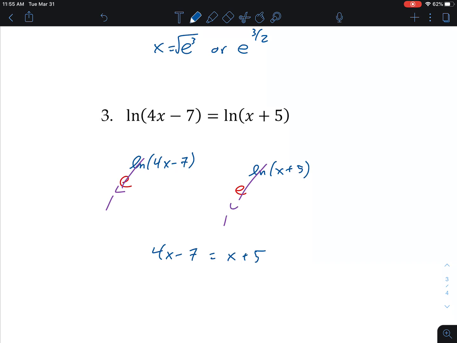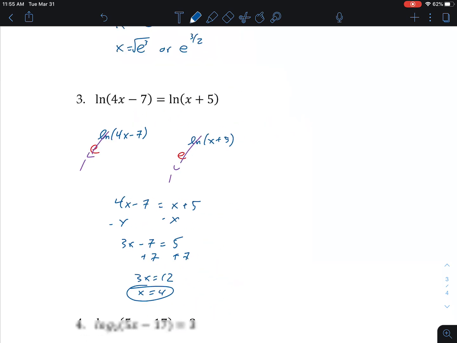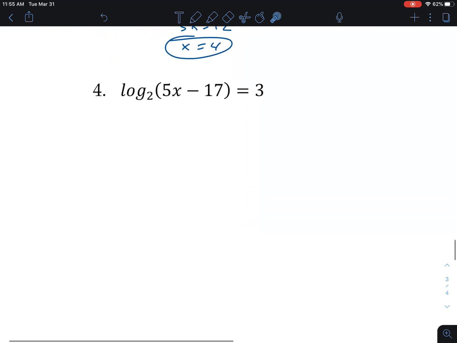And I get here, very simple, minus x, 3x minus 7 is equal to 5, plus 7, 3x is equal to 12, x is equal to 4. Nice simple equation for there. Okay, just two more, and then we're done.